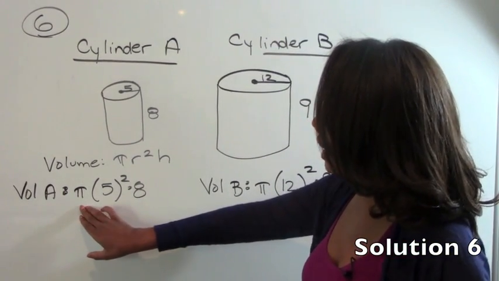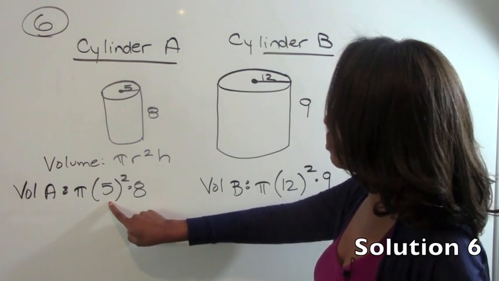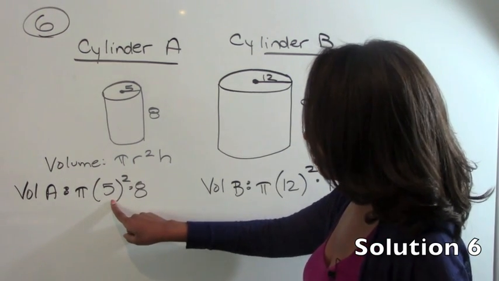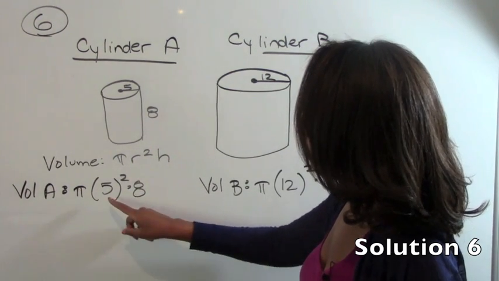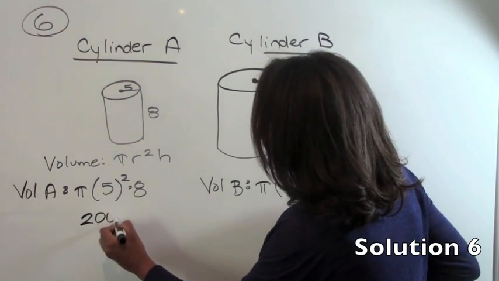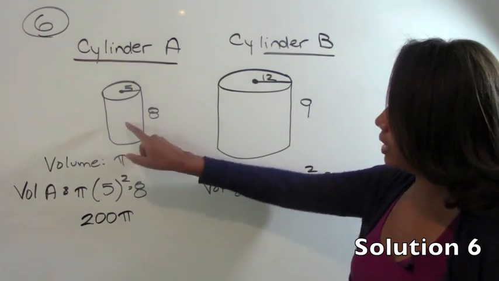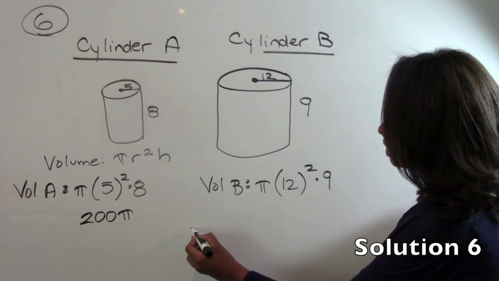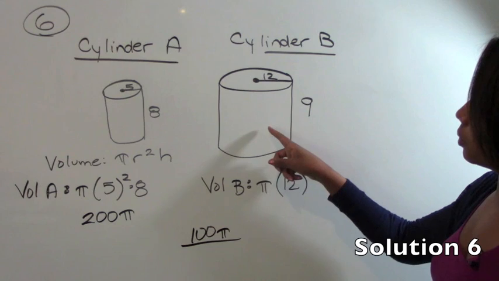The volume of A is pi times 5 squared times 8, because 5 is the radius and 8 is the height. Make sure that you're only squaring the radius, okay? Sometimes students get that wrong. They do 5 times 8 and then square the whole thing. That would be wrong. So 5 squared is 25 times 8 is 200. So the volume of A is 200 pi. We poured half of the liquid that was in here into here. So cylinder B now has 100 pi units in it. But what is its total capacity?